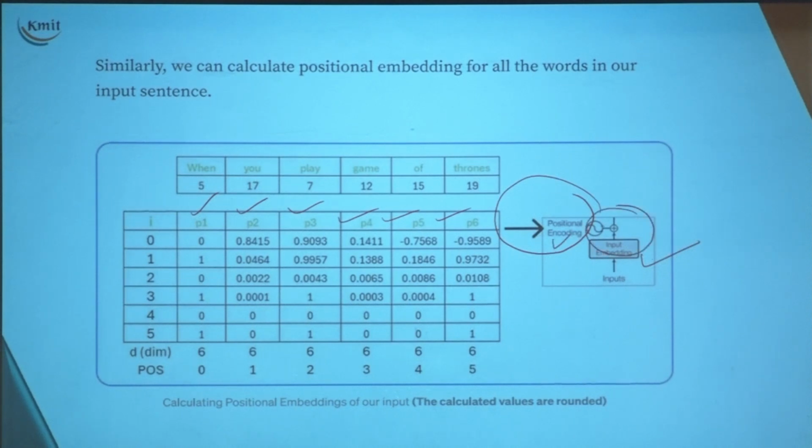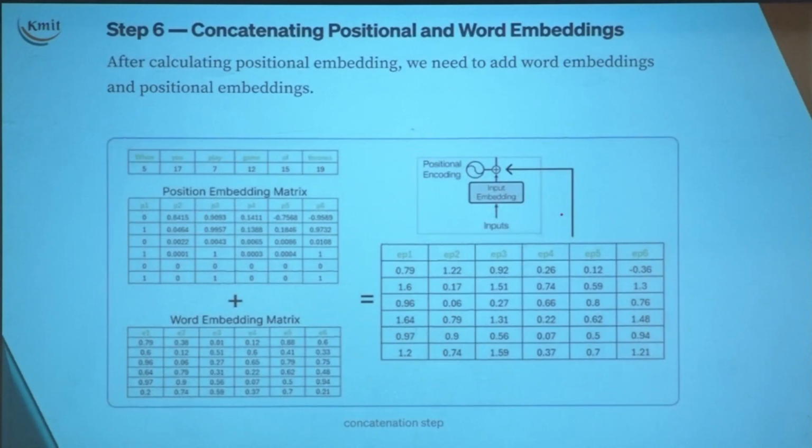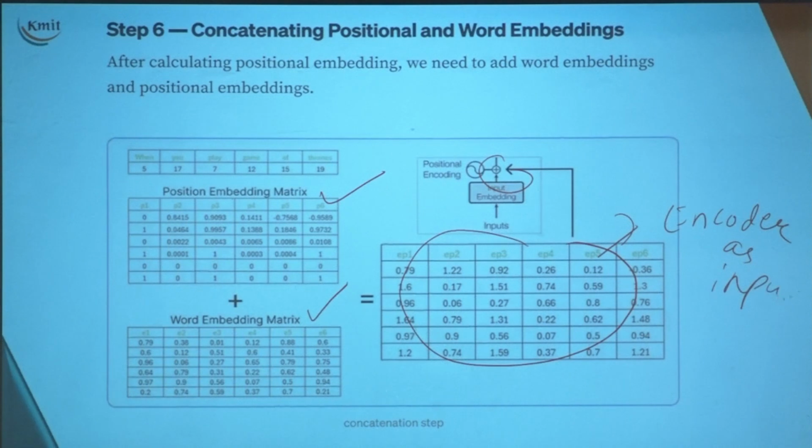Now what do I have to do? I have to add this input embeddings with what? Position encodings. So this is the position encoding matrix. This is the word embedding matrix. Are you all with me? What am I doing here? Adding. So this is the output which would be given to the encoder as input, as what? X. Now this X would be multiplied with what? WQ, WK, WV.